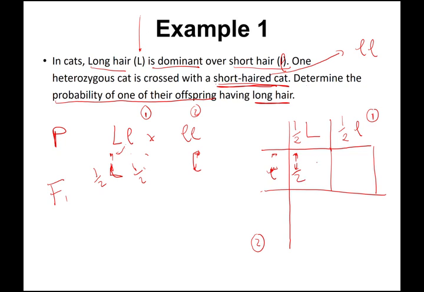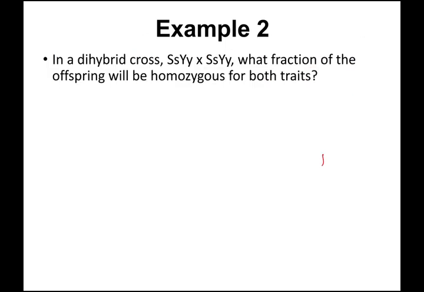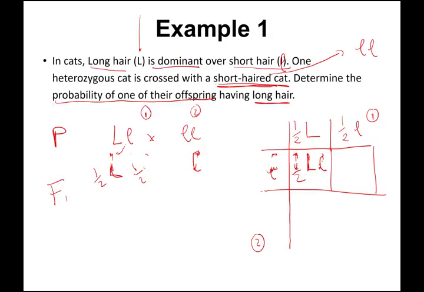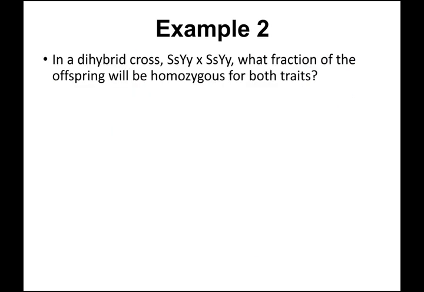Half of the offspring in some areas particularly, the genetic makeup will be a heterozygous makeup. And the other half here would have a homozygous recessive makeup, right?